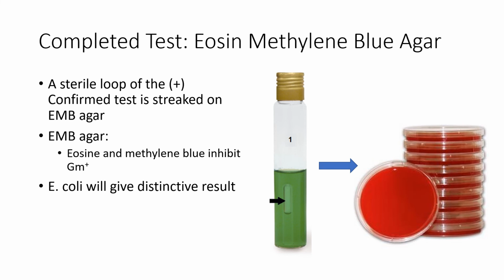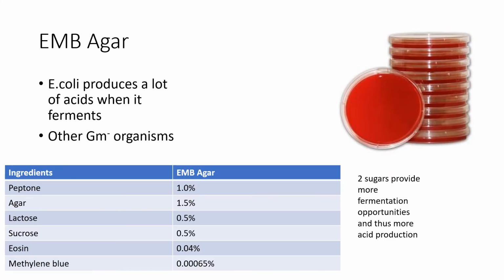Okay. And if there's E. coli in here, I will get a really distinctive result. This is one of my favorite labs. Eosine methylene blue is taking advantage of the fact that E. coli produces a ton of acids when it ferments compared to other gram negatives.